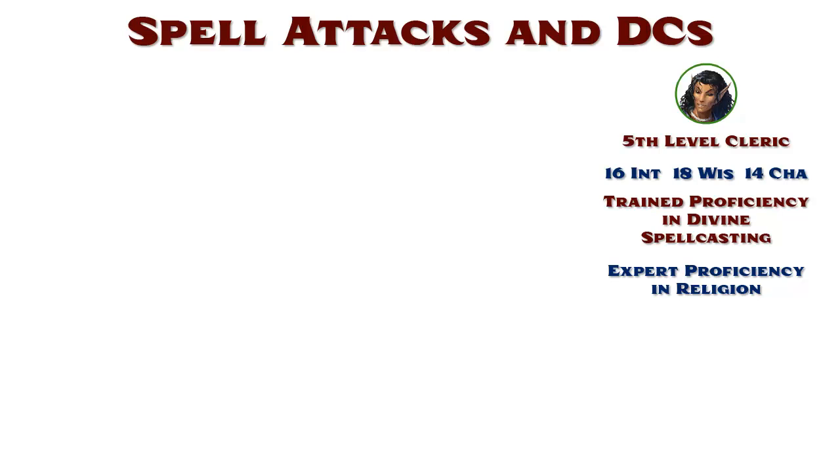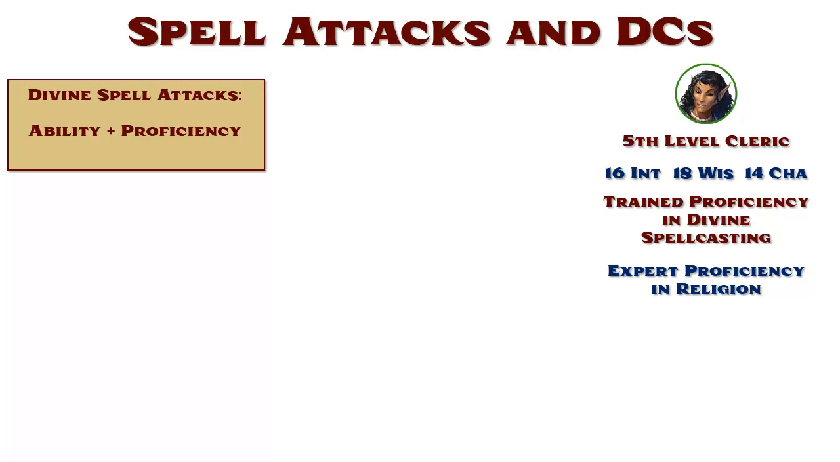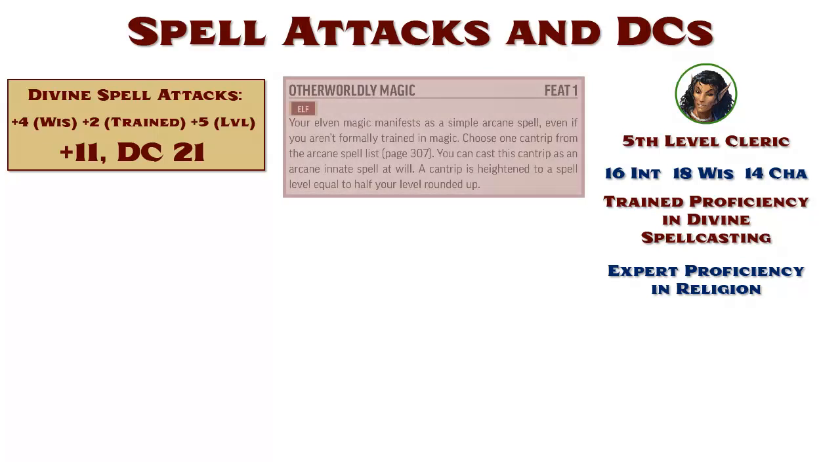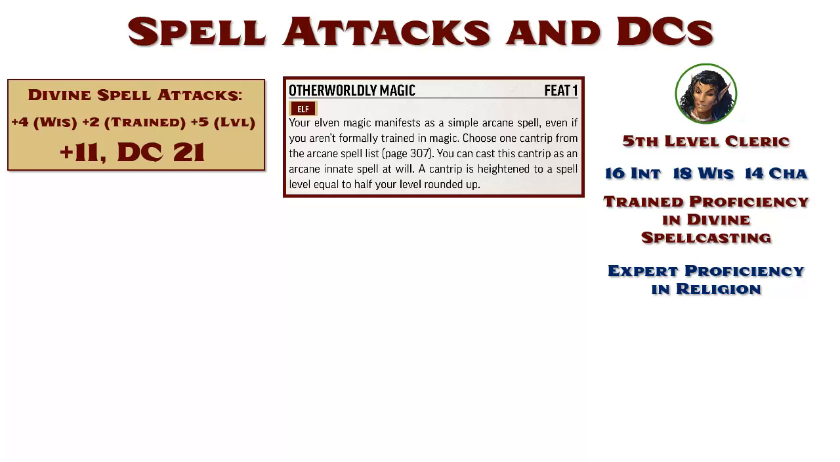Next, we need to adjust his Divine Spellcasting attack bonus and DC. The calculation is Ability Modifier plus Proficiency. An 18 Wisdom is a +4 modifier, and Trained Proficiency is 2 plus level. 4 plus 2 plus 5th level grants a final Divine Spell attack bonus of +11, and that makes his Divine Spell DC 21. Also at 5th level, Lathander gets to choose a new Ancestry feat. He selects Otherworldly Magic, which lets him cast 1 arcane cantrip as an innate spell.